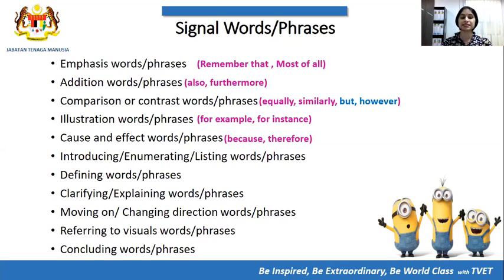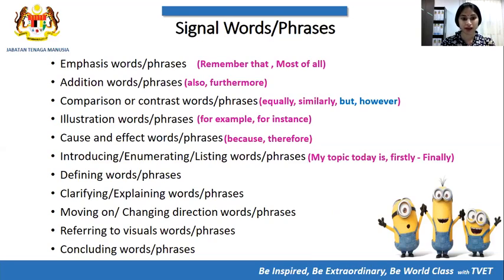Introducing is when you want to start a presentation, you want to introduce your topic. Whereas enumerating is when you want to list down the ideas. Therefore, for introducing, like my topic today is, whereas enumerating or listing signal words will be like firstly, secondly, next, then, after that, or finally. So these are the signal words to use for introducing or enumerating.